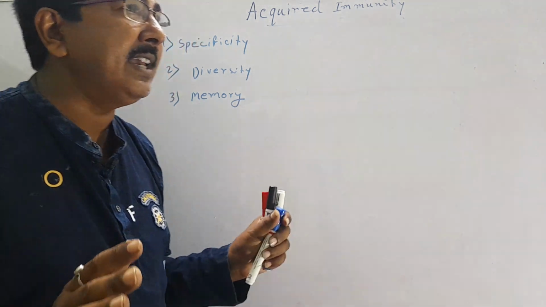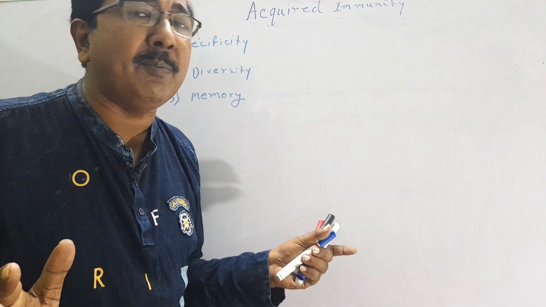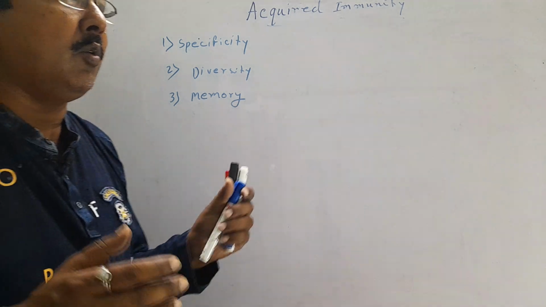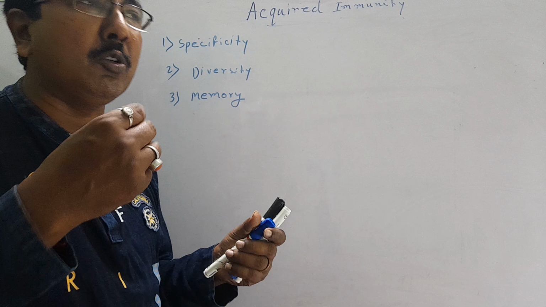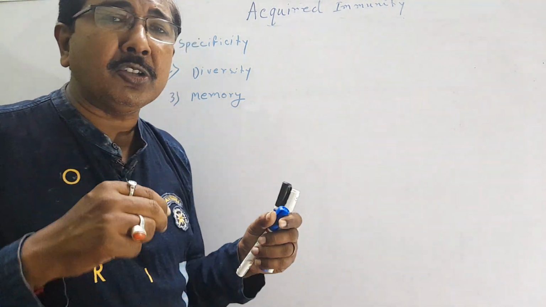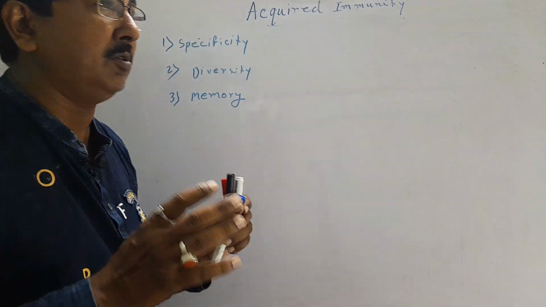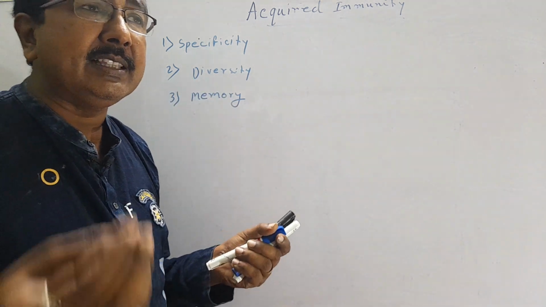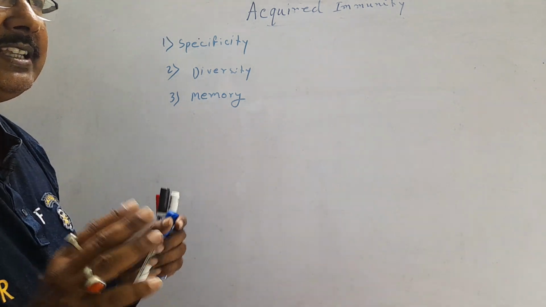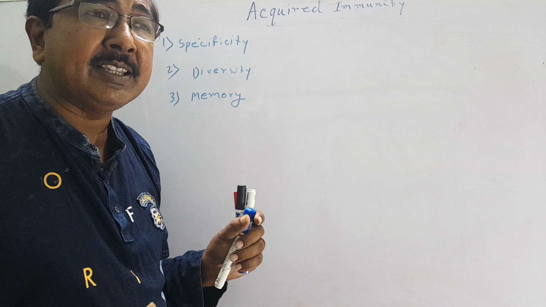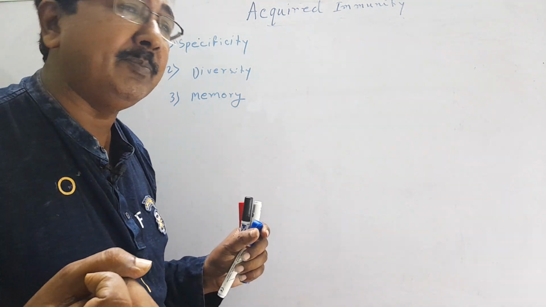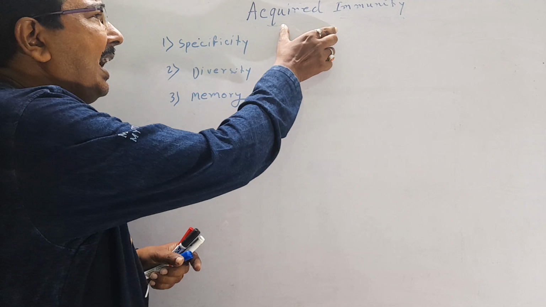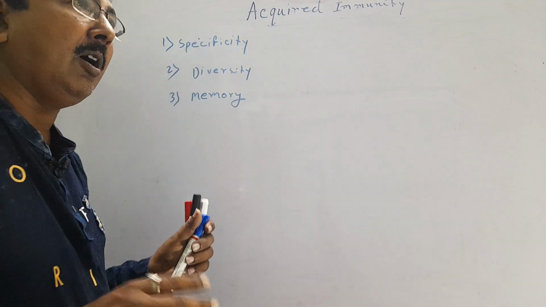Number two, diversity means it recognizes a vast variety of microorganisms. And memory means when any pathogen enters our body or host body, first the host body takes some time to recognize and respond to it. It is called primary memory. And when this pathogen enters the host body again, the immune system can recognize it very fast, and this is called secondary immunity or secondary memory. So these are primary memory and secondary memory. They are very important for acquired immunity. These are the three features of acquired immunity.